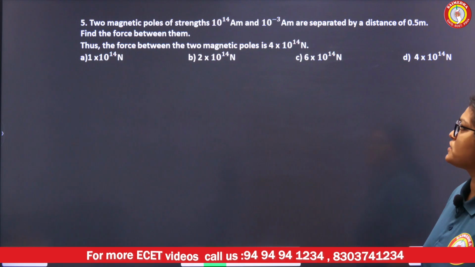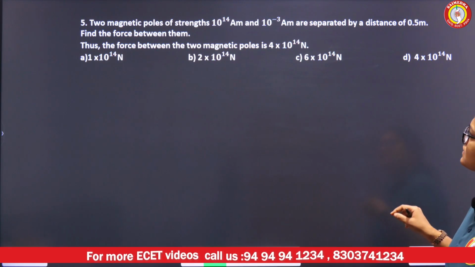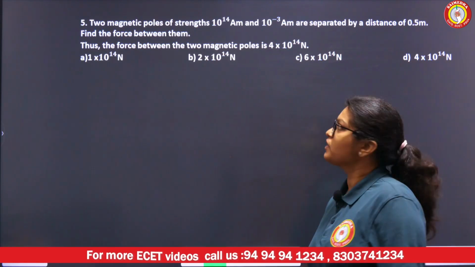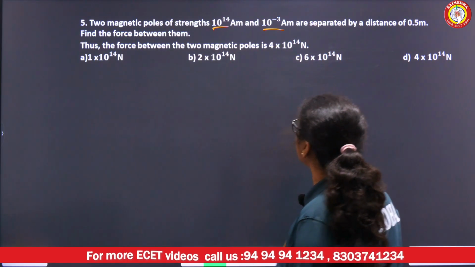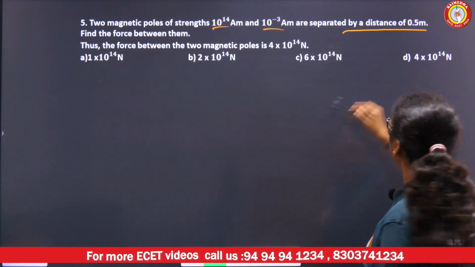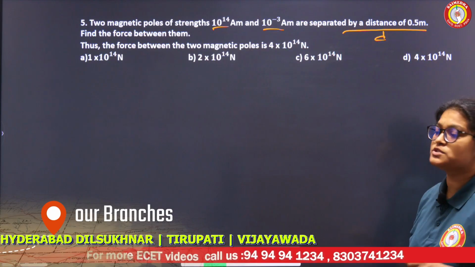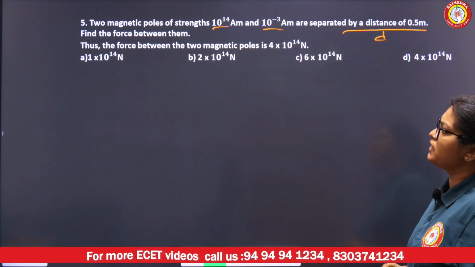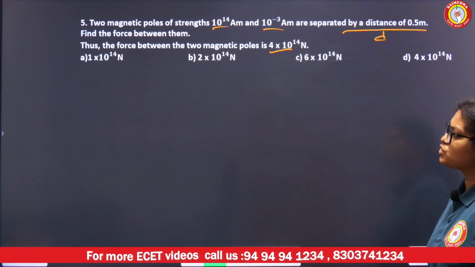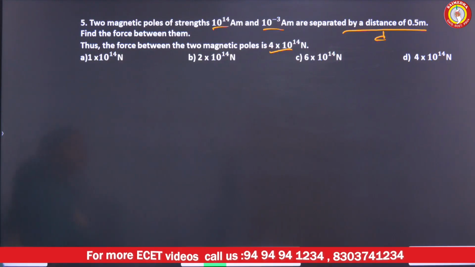Two magnetic poles of strength 10 power 14 ampere meter and 10 power minus 3 ampere meter. How many pole strengths are given to us here? 2 pole strengths are given. One is 10 power 14, the other is 10 power minus 3. They are separated by a distance of 0.5 meters. Find the force between them. Thus the force between the two magnetic poles is 4 into 10 power 14 Newton.